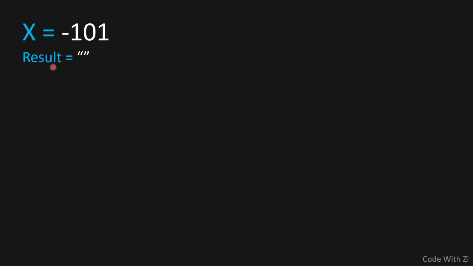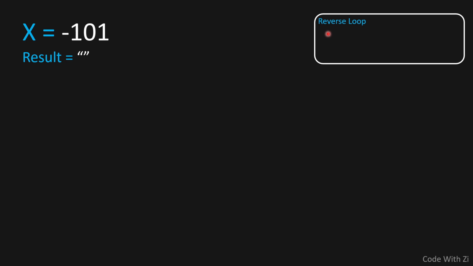Alright, so in the beginning, we're going to need a result variable, and we're going to initialize it to an empty string. And then the only thing that we need is a reverse loop, and a reverse loop is just a fancy name for a loop that starts from the end and goes to the beginning. Meaning when we are looping through this, we're going to start from the end, and then we're going to come all the way to the beginning.